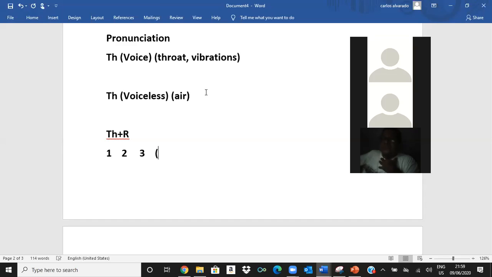Si sale esta palabra, tree, está mal. Porque tree es un árbol. Right? You want to say three. ¿Hacer ese sonido? Plus the R. Three. Okay, otra palabra con el TH, la unión de TH y R.